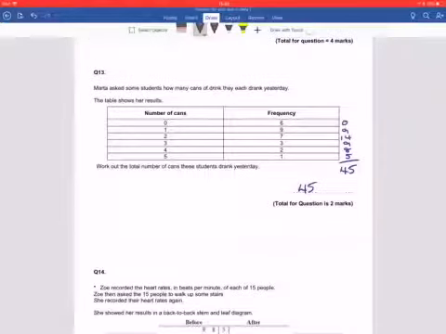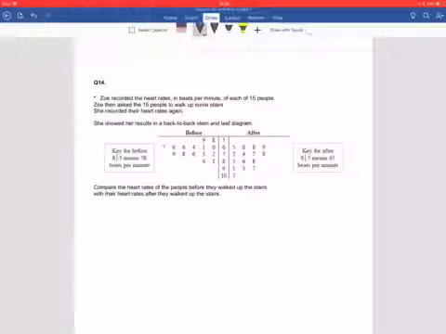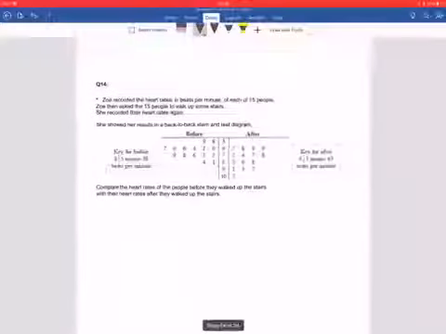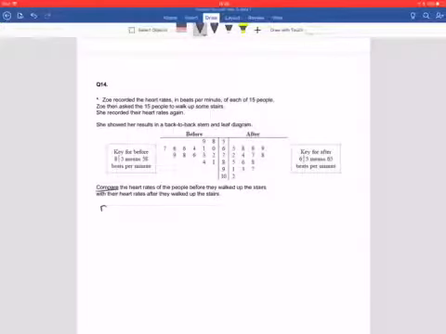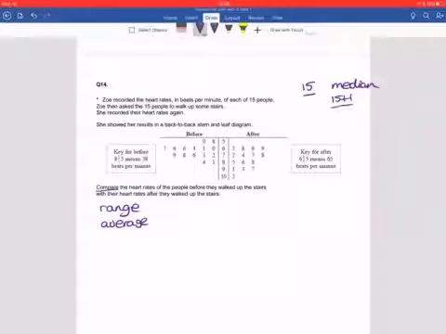Last but not least, question 14. Zoe recorded the heart rates in beats per minute of each of 15 people. Zoe then asked the people to walk up some stairs. She recorded them again. Compare. Right, when you compare, you have to talk about range, and you also have to talk about an average. So the easiest thing to do, there's 15 people, so the median, you add 1. 15 plus 1 divided by 2, that's 16 divided by 2, is the 8th one.